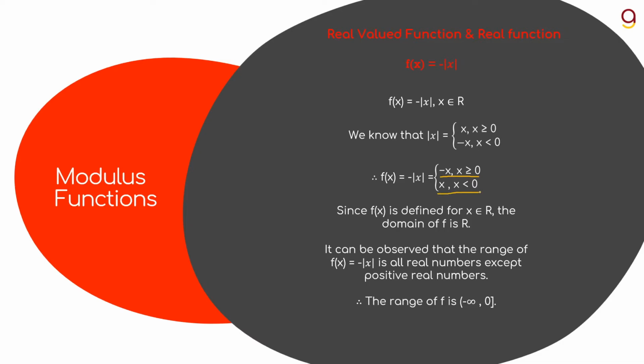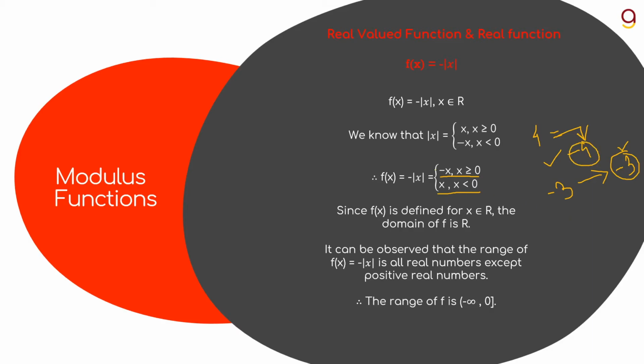That means for any number greater than or equal to 0, suppose you have 4, then what will be the output? The output will be minus 4. But if we have any negative number, suppose you have negative 3, what will be the output in this case? The output will be negative 3. What can you see here? We can see that we always have a negative number as the range. Yes, the range is always a negative number.